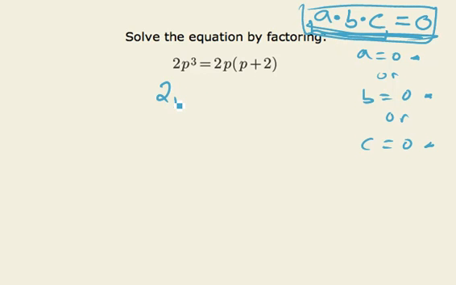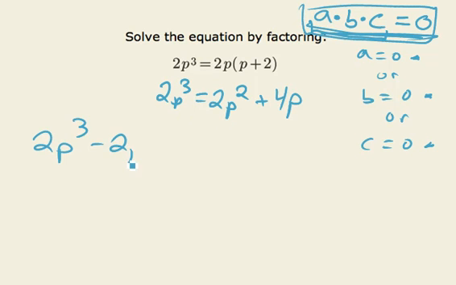So why don't we go ahead and multiply out 2p times p plus 2. That gives us 2p squared plus 4p. And now we can subtract 2p squared from both sides, and we can subtract 4p from both sides. Now we have polynomial equals 0. So that's step 1: polynomial equals 0. Now we have to write that polynomial as a product.